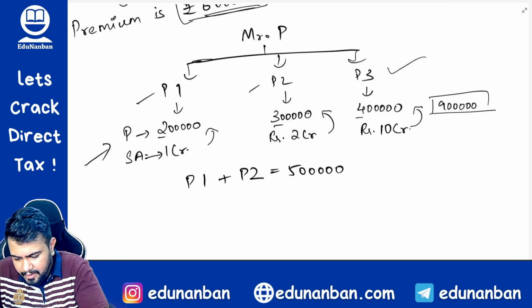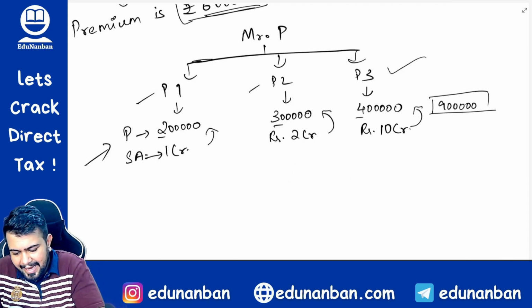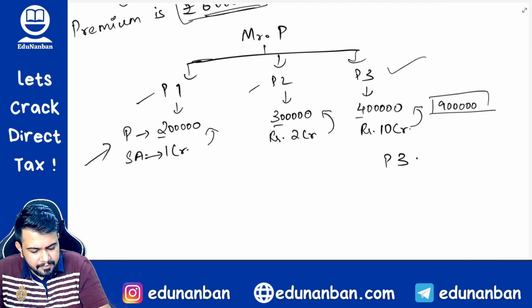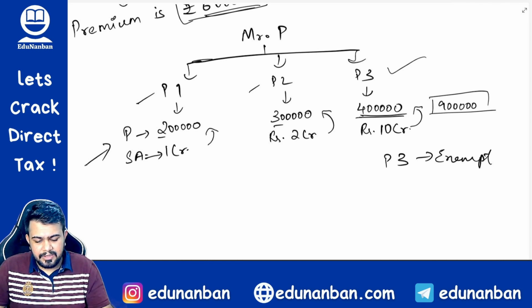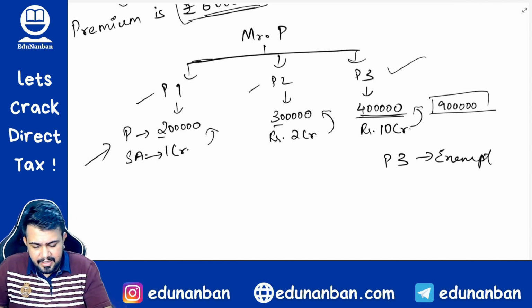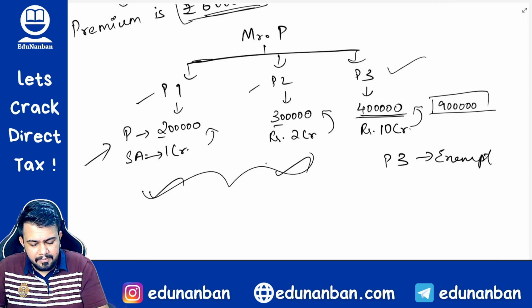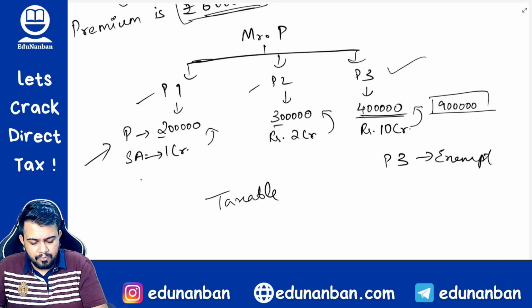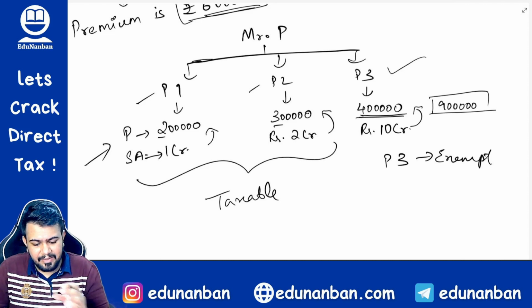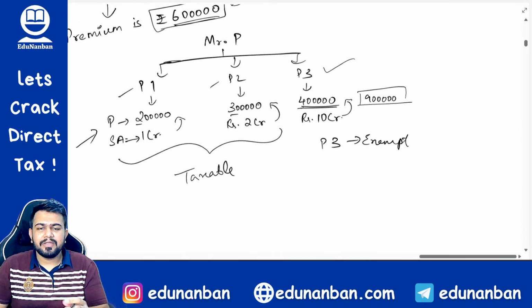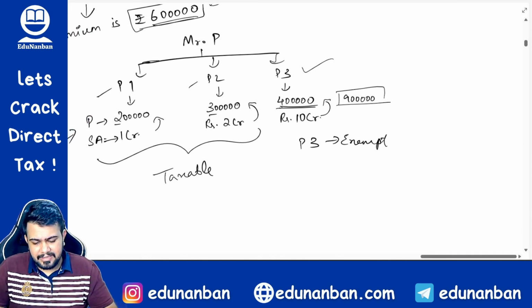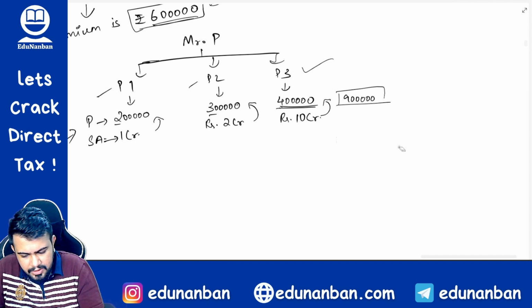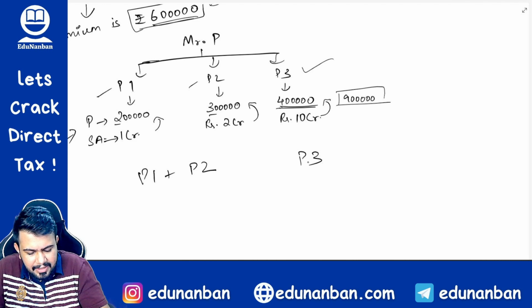You get my point? Now there is one more option. I can choose policy 3 as exempt, since the premium of policy 3 is within 4 lakh rupees. But if I choose policy 3 as exempt, then policy 1 and policy 2 both will become taxable. Both will become taxable. Listen very carefully, this is a very important concept. Both policy 1 and policy 2 will become taxable. Now what is the most beneficial for the assessee? Should the assessee choose policy 1 plus policy 2, or should the assessee choose policy 3 as exempt?